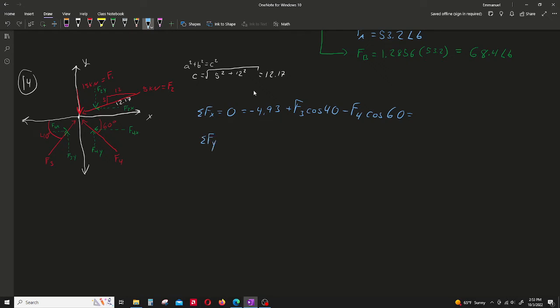Jump over to the sum of the forces in the Y direction is equal to 0 to be in equilibrium, and we have negative 15 going downward. That's my F1. Then we have minus 0.822. That's going to be my F2 in the Y direction. And then we're going to add in my F3 sine of 40 plus my F4 sine of 60. So now I have two equations, two unknowns, so I can actually solve for this. This would be my equation 1, this would be my equation 2.